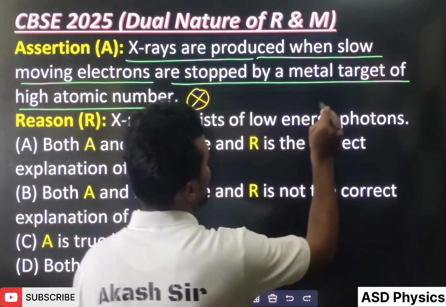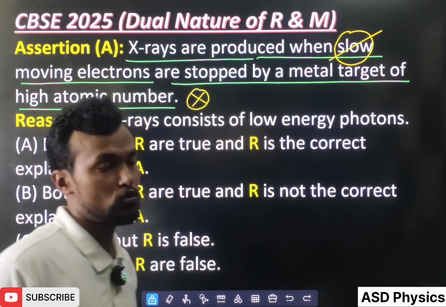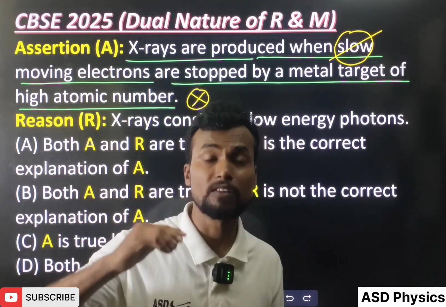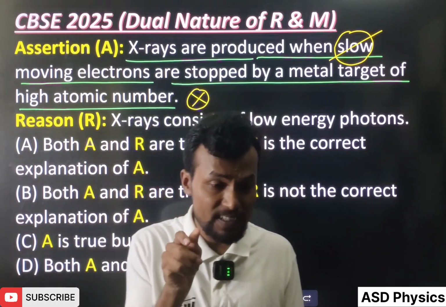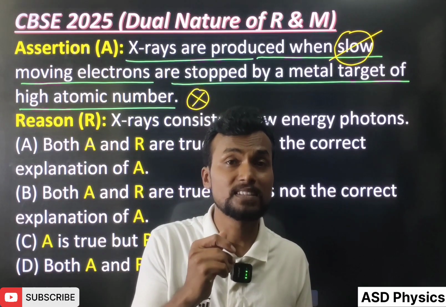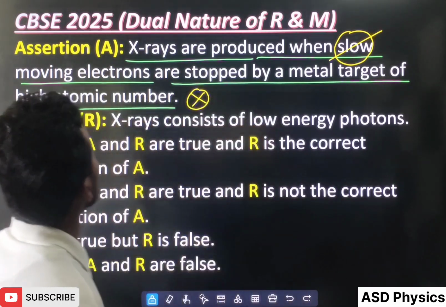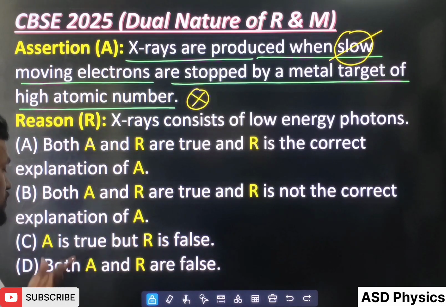Why is this assertion wrong? That means the electrons should not be slow. The fast-moving electrons will strike the heavy metal target. When the fast-moving electron strikes the heavy metal target, suddenly their kinetic energy will decrease, and that kinetic energy will be released in the form of X-rays. So the assertion is wrong. Anyhow, A, B, C are not possible. Option D only. So the assertion is false.